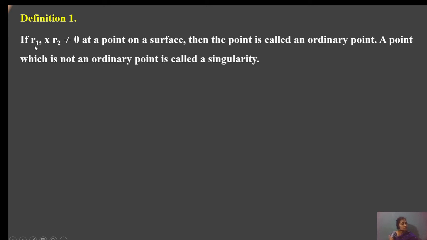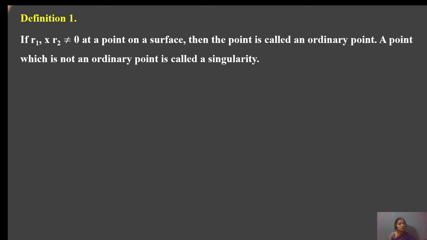Suppose r1 is 1 and r2 is 2. Then their product is 2, which is not equal to 0, so this point is called an ordinary point. A point which is not an ordinary point means the product equals 0, for example r1 is 0 and r2 is 2, so the product is 0. This is called a singularity. This is the difference between an ordinary point and a singularity.